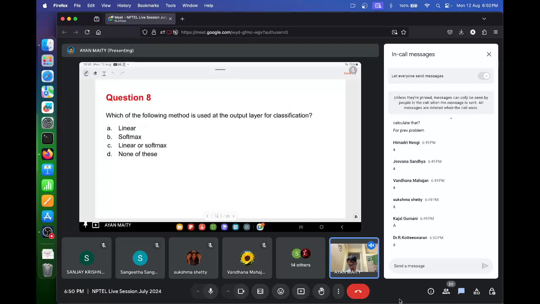Question 8. Which of the following methods is used at the output layer for classification? Method or activation function, you can assume. Linear, softmax, linear or softmax, none of these.